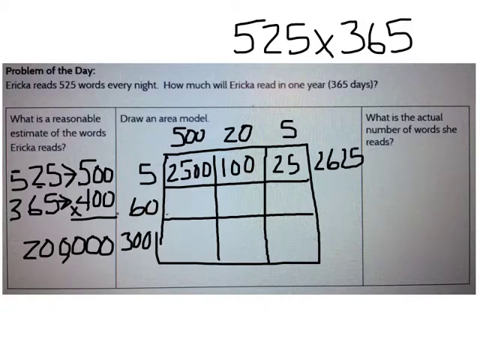Now let's start by multiplying in our tens place. What's 60 times 5? Well, 6 times 5 is 30, plus one more zero would be 300. What's 60 times 20? 60 times 20 would be 1,200. What's 60 times 500? 60 times 500 would be 30 plus 3 more zeros, 30,000. Now I can add 525 times 60 equals 31,500.